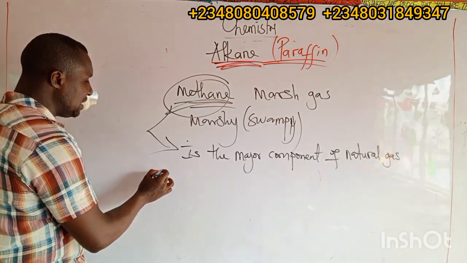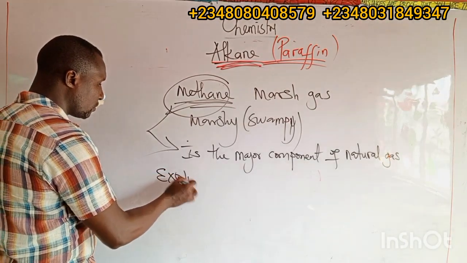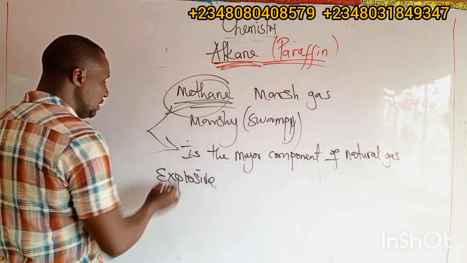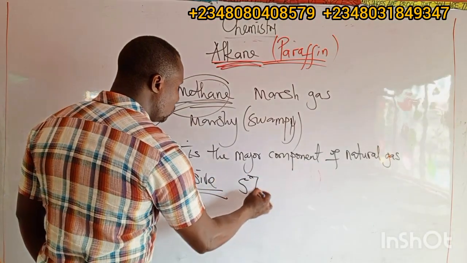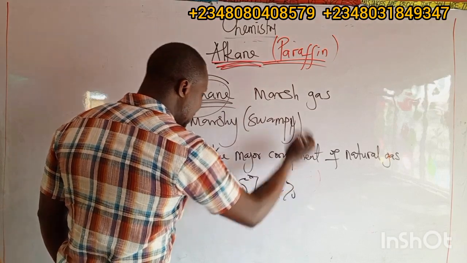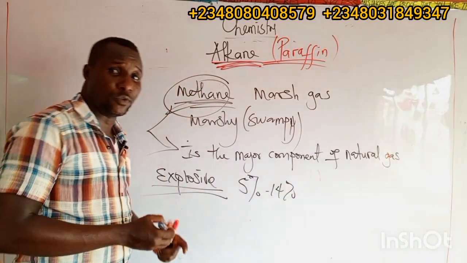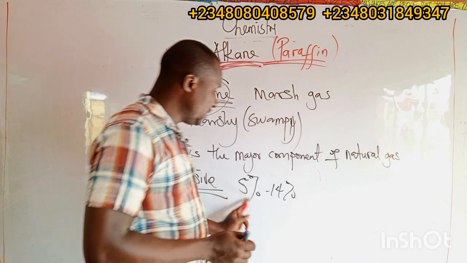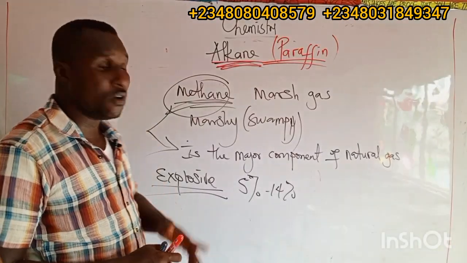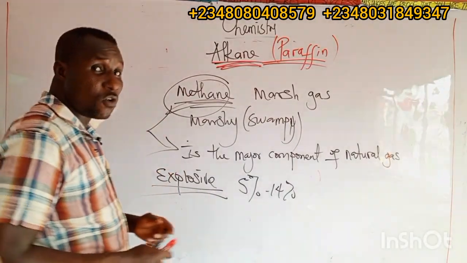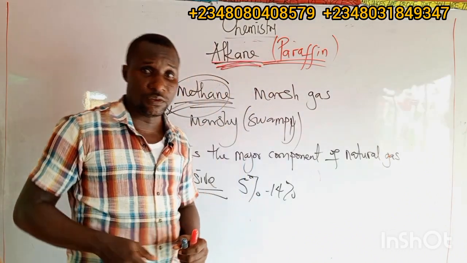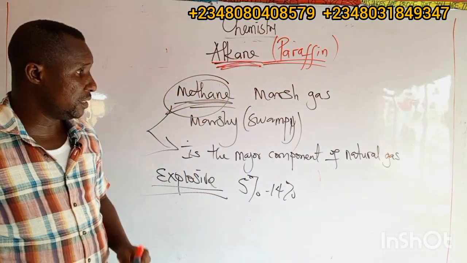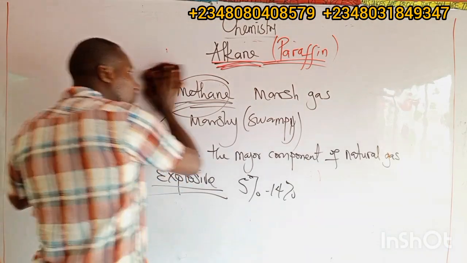And methane is explosive in nature. 5% to 14% of methane in air can cause explosion during mining. 5% to 14% of methane in air can cause explosion during what? Mining. Please take note of that. Let us move further.